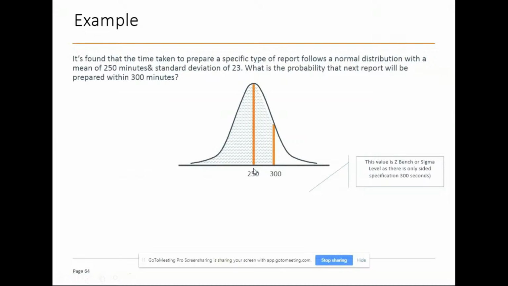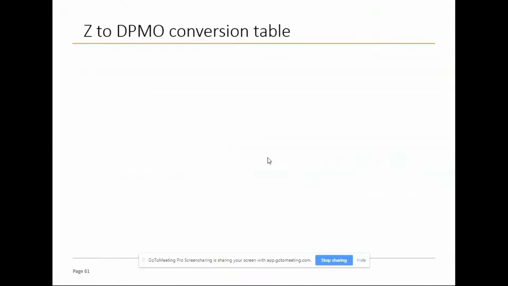Remember, 250 is the mean, and what we are trying to find out is the probability that the next report will be prepared within 300 minutes, which should be right here, greater than 250. Scott, you there? Yeah, I'm here. Right, there's 50 in between.